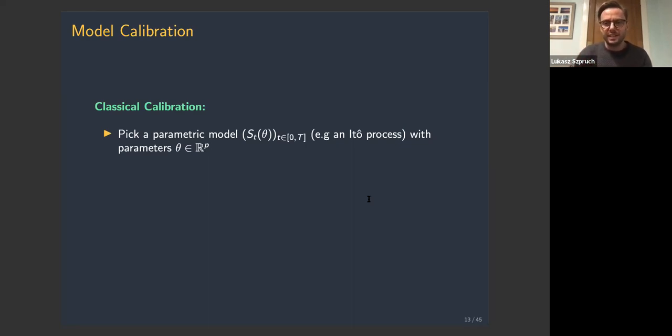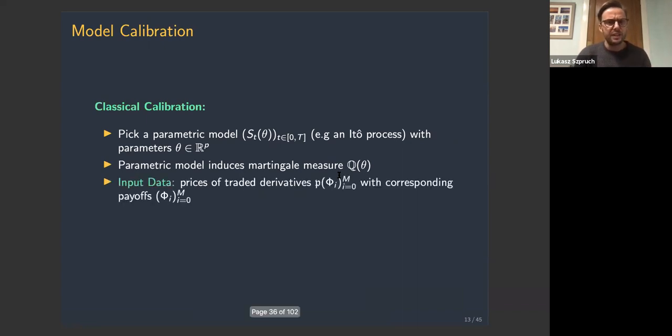Calibration in finance is exactly an example of a generative model. The only difference is that typically in finance, as your model, you will select some stochastic differential equation process or some econometric model that will also depend on the parameters. That model will induce, in the context of pricing derivatives, a martingale measure, Q theta, and then you will go and collect prices of traded derivatives. So this is this calligraphic P with phi being a payoff. And then you want to find the parameters of your model so that your model is correctly pricing the traded derivatives.